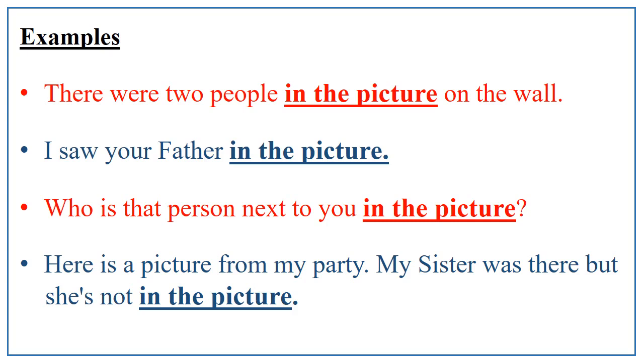Who is the person next to you in the picture? Which means who was next to you when the picture was taken. Finally, here is a picture from my party. My sister was there, but she is not in the picture. Which means my sister did not have her picture taken at the party, or she is not shown.